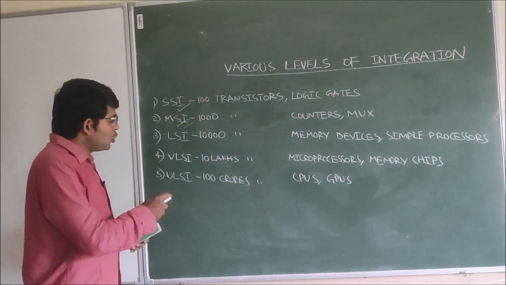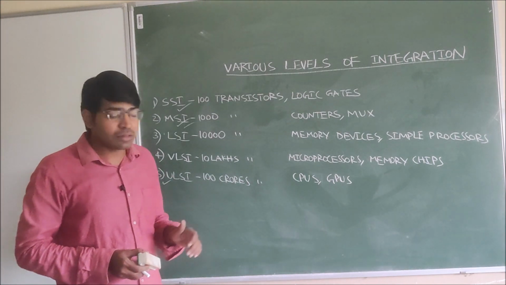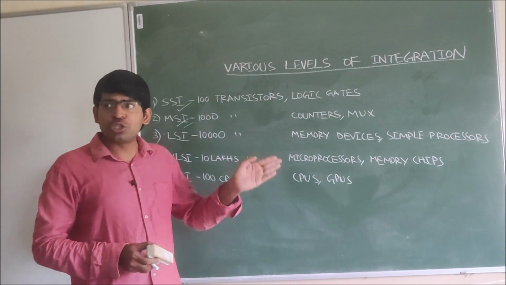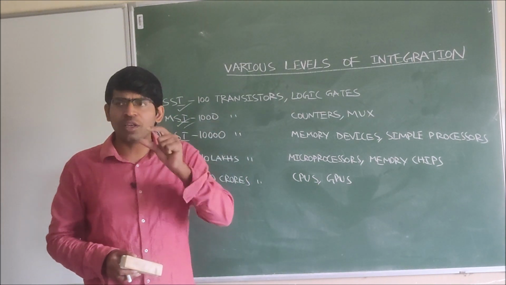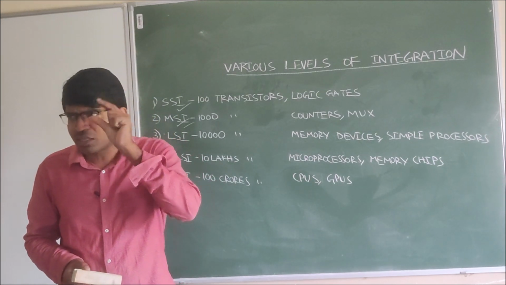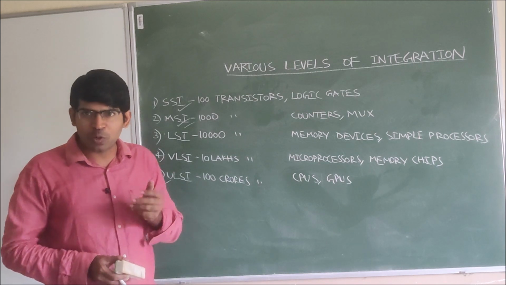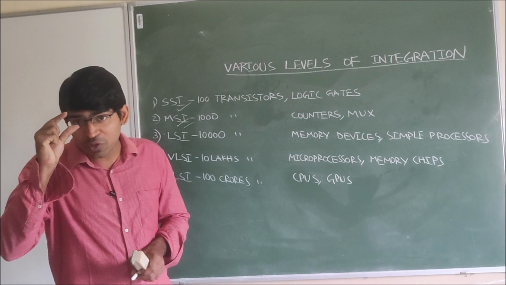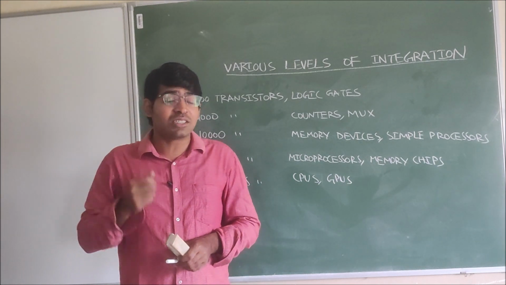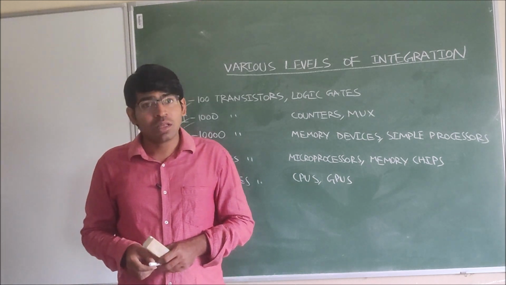Now, ULSI came into existence, ultra large scale integration, 100 crores of transistors, billions of transistors we can manufacture in a single IC. We are using the Snapdragon mobile processor. In that small processor, we have crores of transistors. Because of that processor only, your mobile is working.